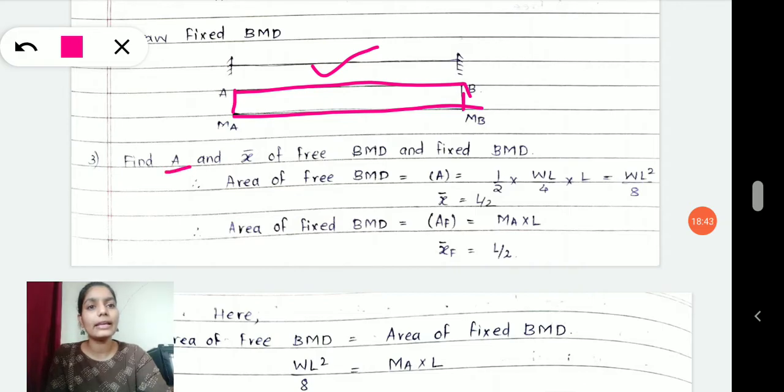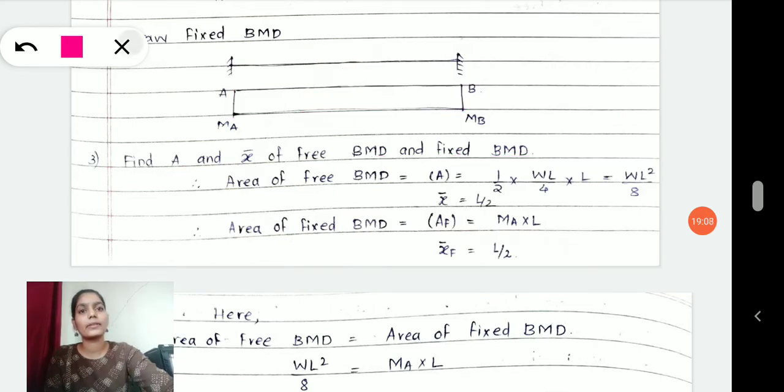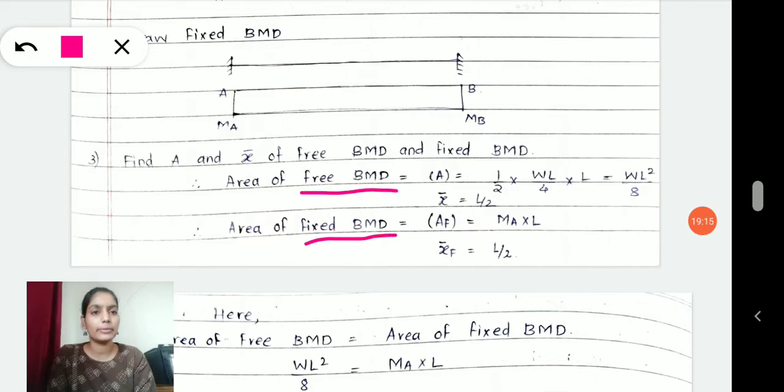Find A and X bar for free bending moment and fixed bending moment. What am I doing in the next step? I am finding an area as well as an X distance. Finding area means what? Finding the area of the bending moment diagram. What is the area of my bending moment diagram? That I will take here, okay? So area of free bending moment and area of fixed bending moment, right?